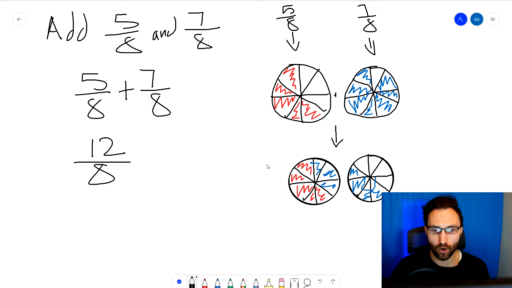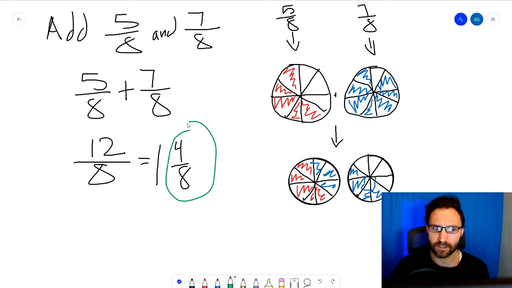Do we have a whole pie right here? We do. Because the numerator is bigger than the denominator, we know that we have one whole number. Just like we can see on the right, we have one whole pie, and then how much is left over? There is 4/8. But wait a minute, is 4/8 in its simplest form?